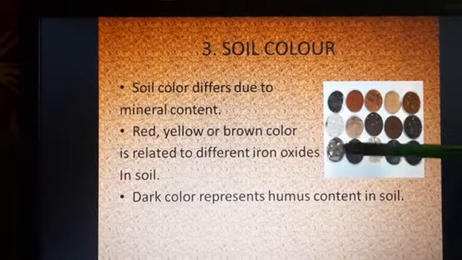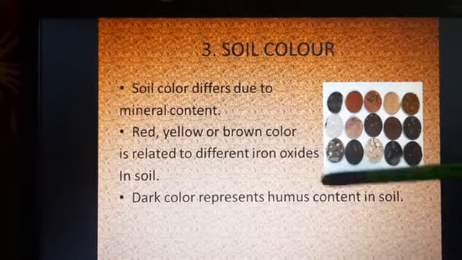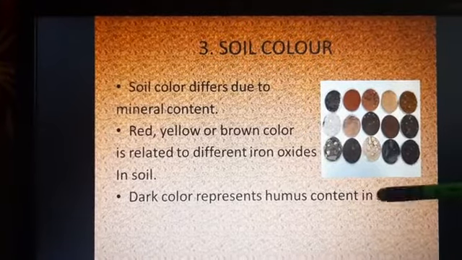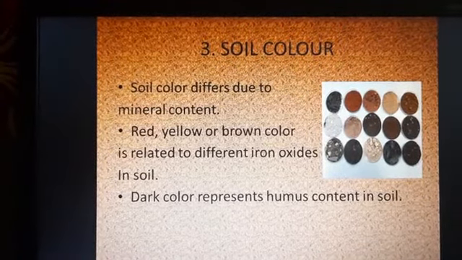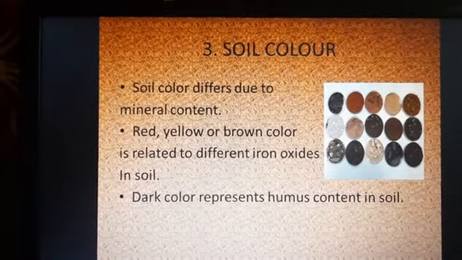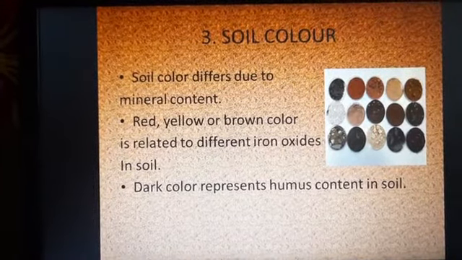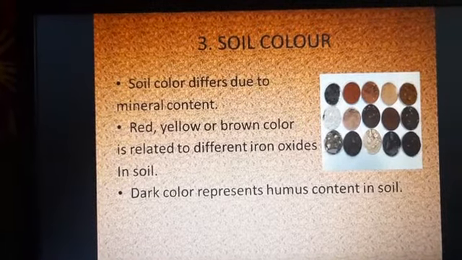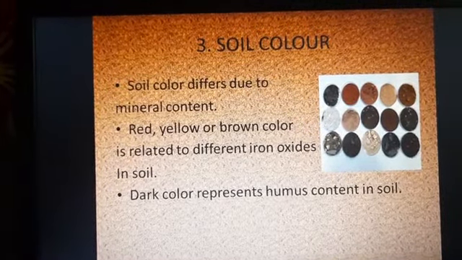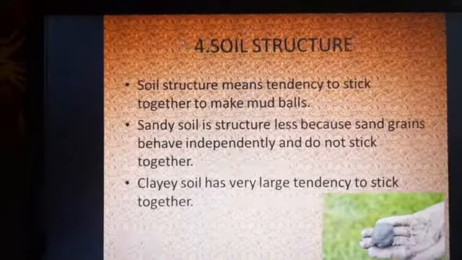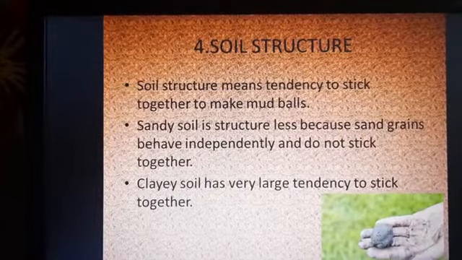Whereas dark colored soil like this black one represents the humus content, organic matter content present in the soil. That means you can easily identify the different types of soil on the basis of their color. So with this, we have achieved our first two learning outcomes. You can differentiate between sandy, clay and loamy soil, and you can identify different types of soil on the basis of the soil color. Next one is soil structure.